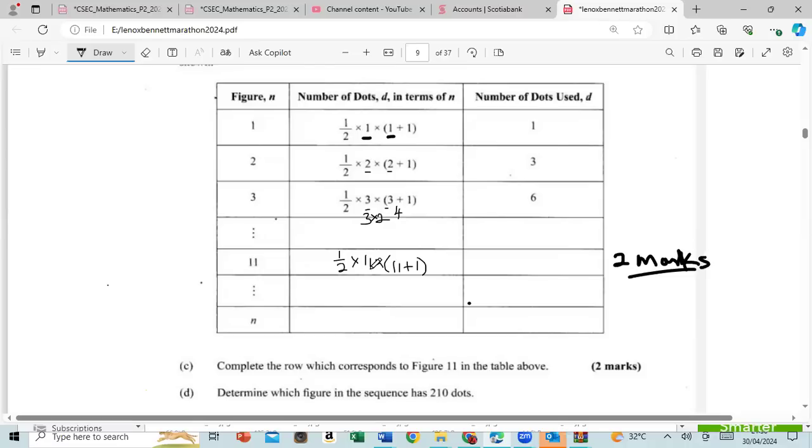So, same procedure for this. 11 plus 1. That's 12. 12 divided by 2. That's 6. 6 times 11. 66.